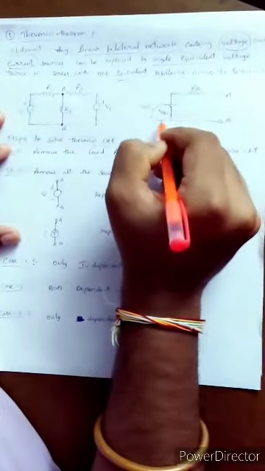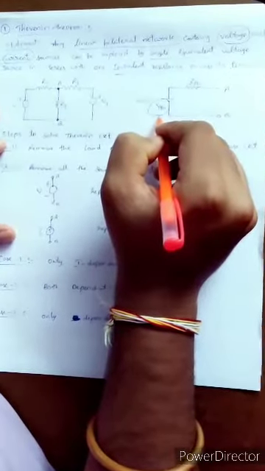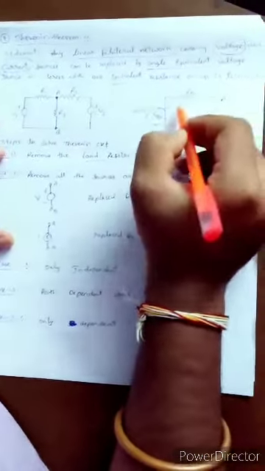This is VTH. VTH is the open circuit voltage, which is also called the Thevenin voltage or equivalent voltage. This is RTH. This is called the equivalent resistance.